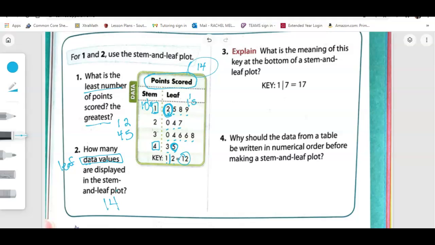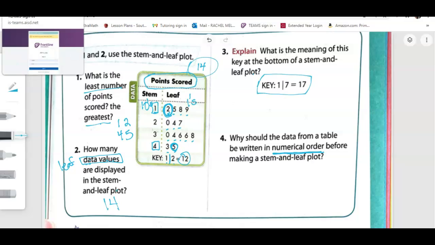And explain: what is the meaning of the key at the bottom of a stem and leaf plot? All right, why should the data from a table be written in numerical order before making a stem and leaf plot? Interesting. Why should they be written in numerical order? Think about that question and look over here. What does numerical order help us to do when we're making that stem and leaf plot?